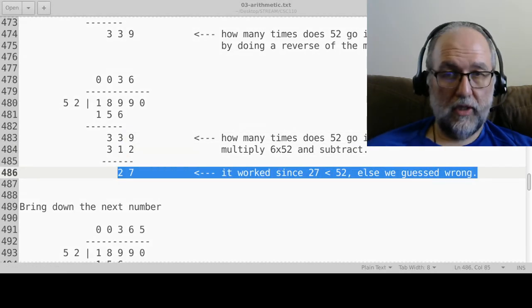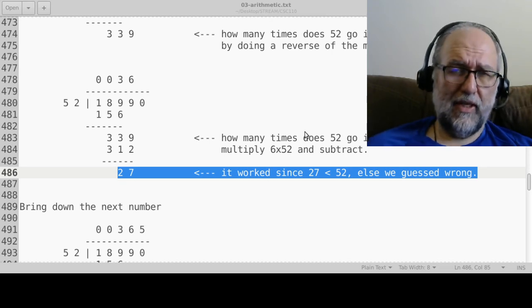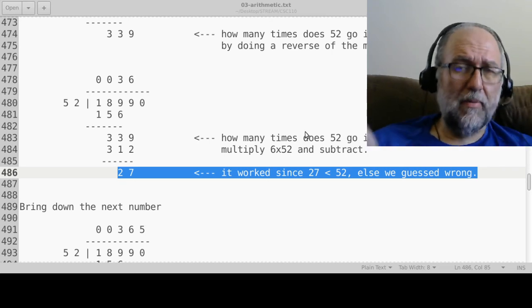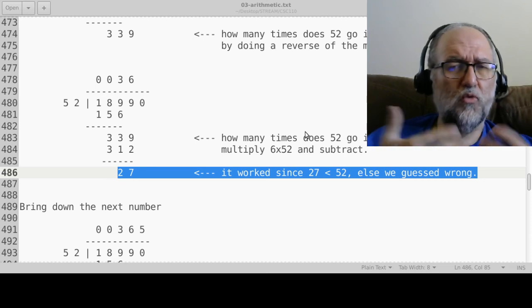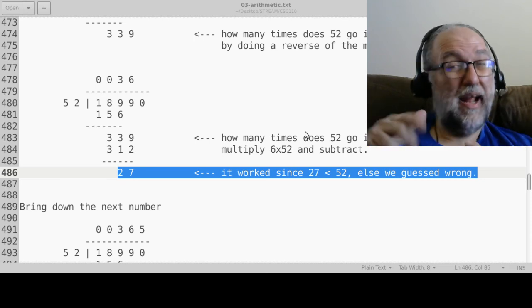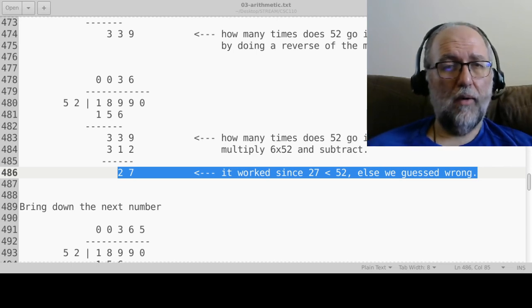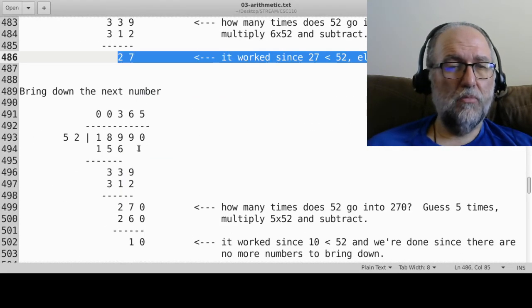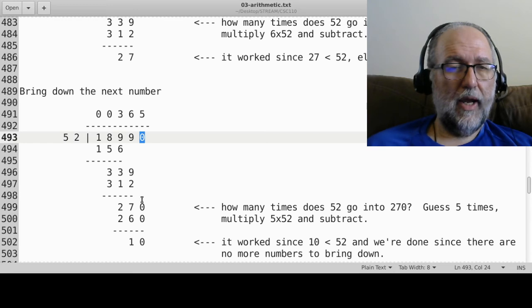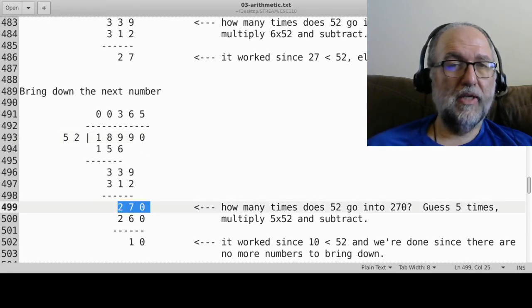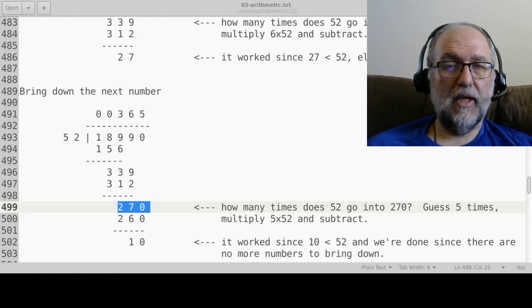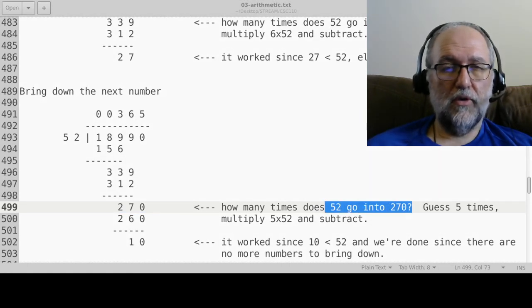And again, you know it worked. You know it worked because 27 is less than 52. If that number had been a number bigger than 52, instead of 27, say 54, well, then you'd have to bump it up by at least 1, okay? All right, so now what? Well, now we're ready for the next number. So you move your little mental marker over, and now you bring down the 0, that last number there. So the 27 becomes 270, and now you ask the question, how many times does 52 go into 270?